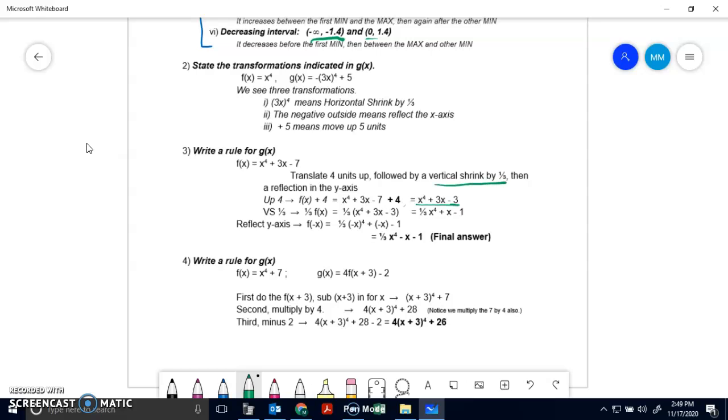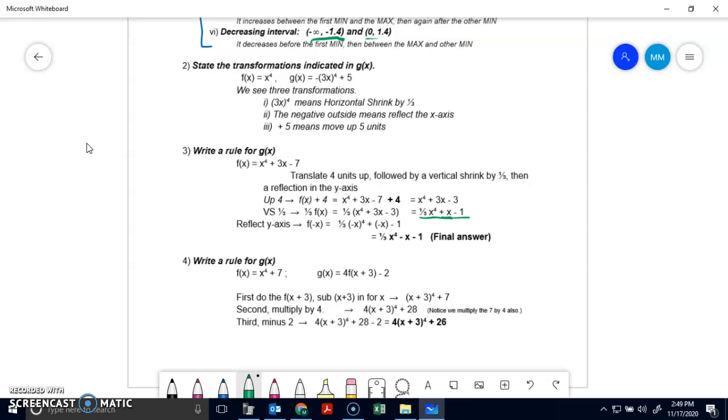Then it tells us to do a vertical shrink by 1/3. So that's a 1/3 on the outside. So multiply my current f of x by 1/3. That's going to give me 1/3 x to the fourth. 3 times a third is 1. So here's where I'm at now, the current underline.